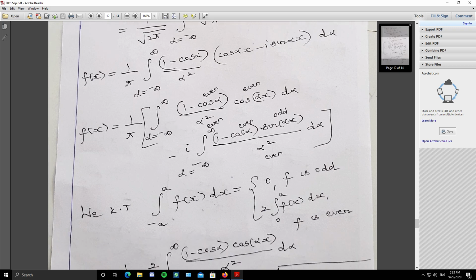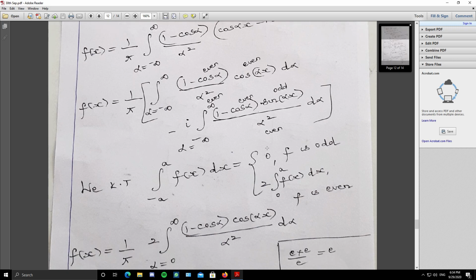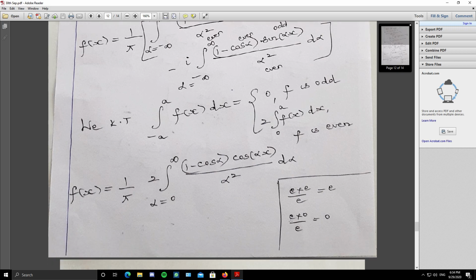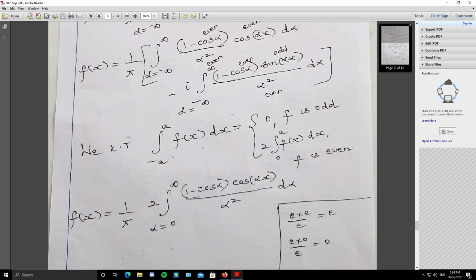Then make use of the property of definite integrals, odd and even function. So cos function is even. So the first integral, all are even functions, so it will be 2 times 0 to infinity. Second integral, cos function is even, sine is odd, and denominator is even, so one even will get cancelled. See, first integral, even into even by even, all the three terms are even, so it is even. Second integral, even into odd by even is odd, because one even gets cancelled. So the second integral value is 0, and first integral is 2 times 0 to infinity (1 minus cos alpha) cos alpha x by alpha square d alpha.